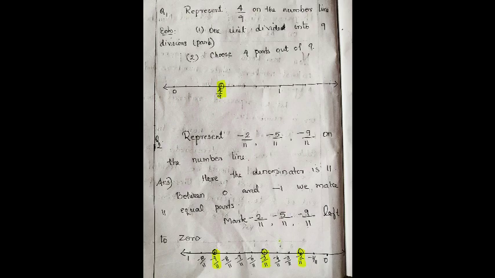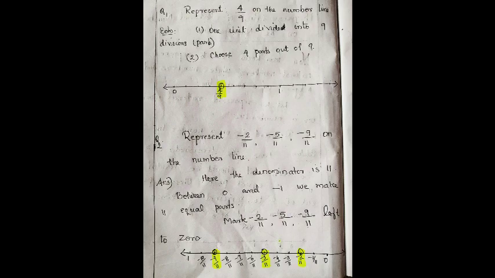Next, we will represent 4 by 9 on the number line. Here, the denominator is 9, so we will divide each unit into 9 equal parts. And 4 parts out of 9 we will mark as the rational number 4 by 9. Look at the next question. Represent minus 2 by 11, minus 5 by 11, minus 9 by 11 on the number line. Here the denominator is 11, so between 0 and 1, 11 equal divisions should be there.